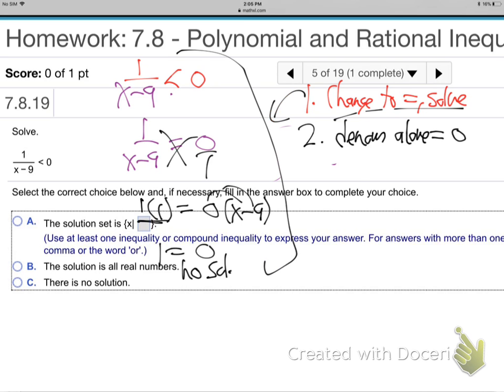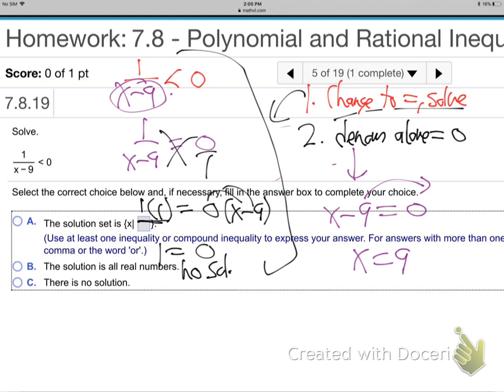So now step 2, denominator alone. What's the denominator? X minus 9. Alone. Just that. We don't care about the numerator. We don't care about anything else in the problem. Just denominator alone equals 0. X minus 9. So solve that. Move it over. X is 9. There we go. So we got that answer. That's the only answer we have so far because we didn't get any answers out of step 1.